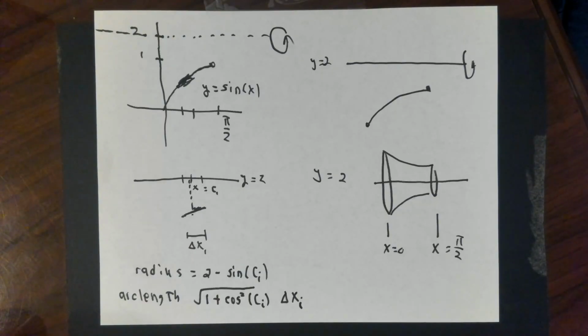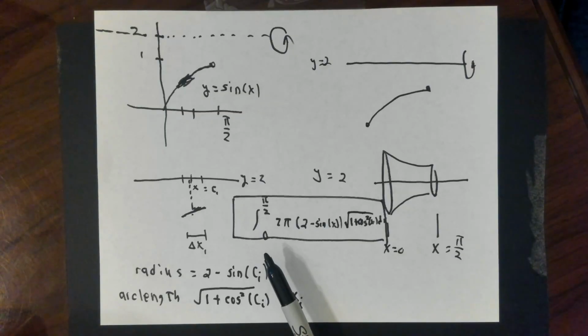To do the arc length, I have to have 1 plus the square of dy dx, the derivative of which is cosine x. The square root of 1 plus cosine squared at the representative x value times delta x is the amount of arc length that goes with chunk number i. Then we add up all of the 2 pi radius times arc length, take the limit, and obtain an integral.